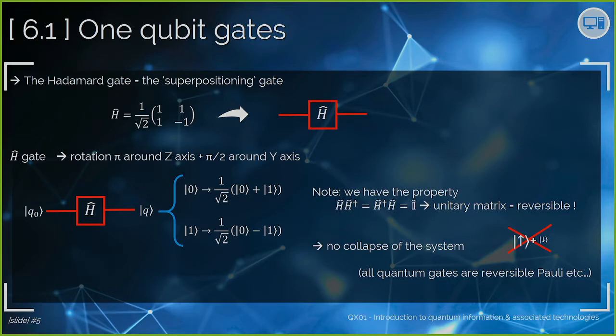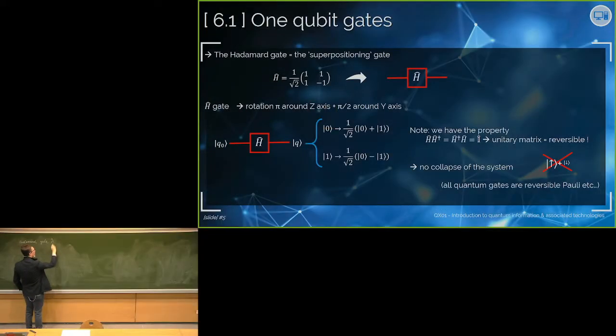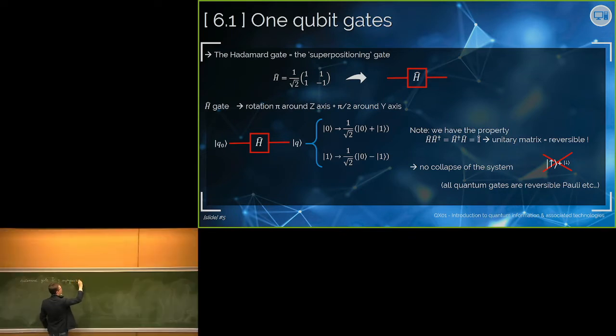So the Hadamard gate, H, it's the superpositioning gate.